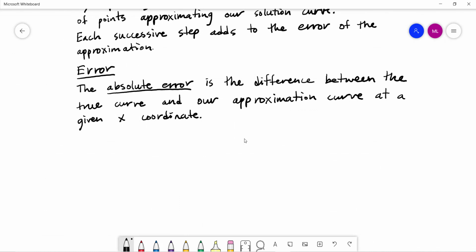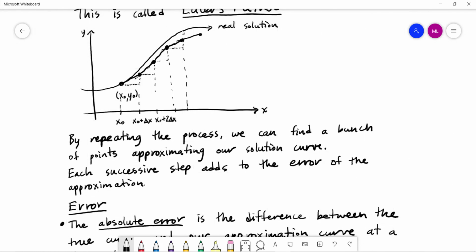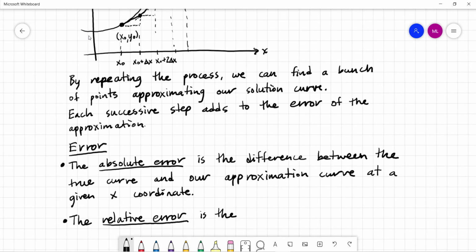What we'll usually care about more than absolute error is what's called relative error. So let's define that. Let's do these bullet points here so they're easier to read. The relative error is basically the proportional size of the error. So it's in proportion to the actual magnitude of y. We're looking at this tiny difference between the true value of y and our approximate value of y, and we're going to compare that to the actual value of y over here, the real value of y.